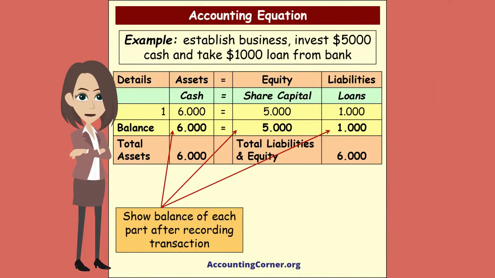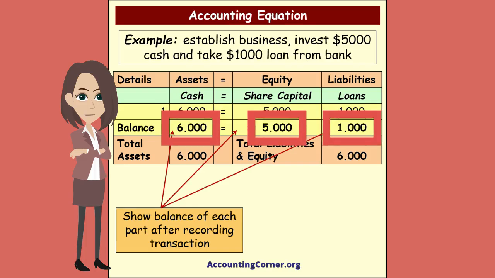After the impact of the transaction is reflected in the accounting equation, total value of assets, equity, and liabilities has to be calculated. Total value of assets is $6,000. Total value of equity is $5,000. Total value of liabilities is $1,000. After this is done, total value of assets on the left side of the equation, and sum of equity and liabilities on the right side of the equation must be calculated.